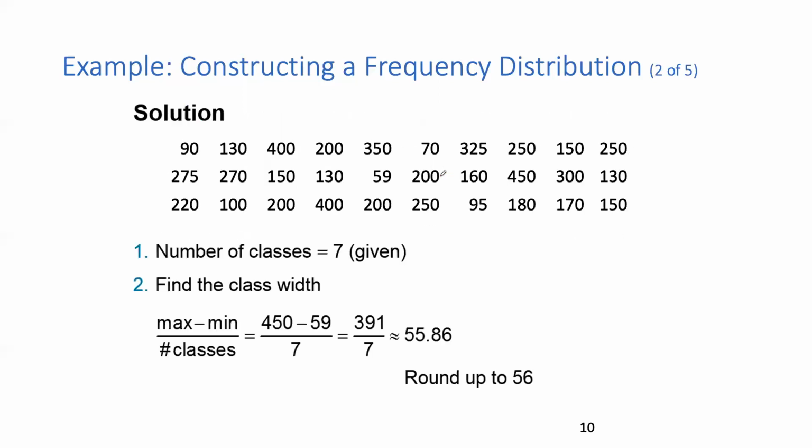So the number of classes I want the data set to be sorted into is 7. The second question becomes, how large should each of these classes be? How large should each of these bins or boxes that I'm going to sort the data into be? The logical thing is to say, okay, let me see how wide the data set is, and then divide it up into 7 equal parts.